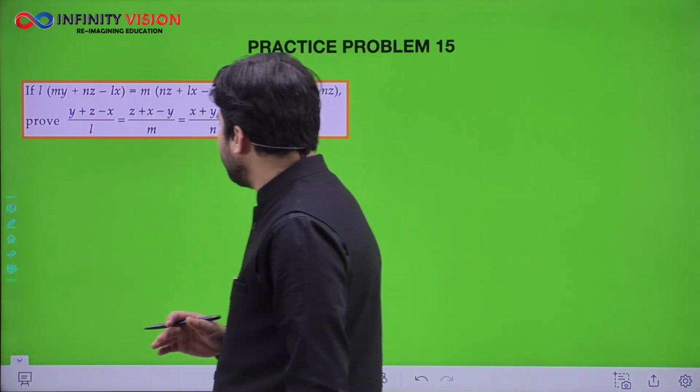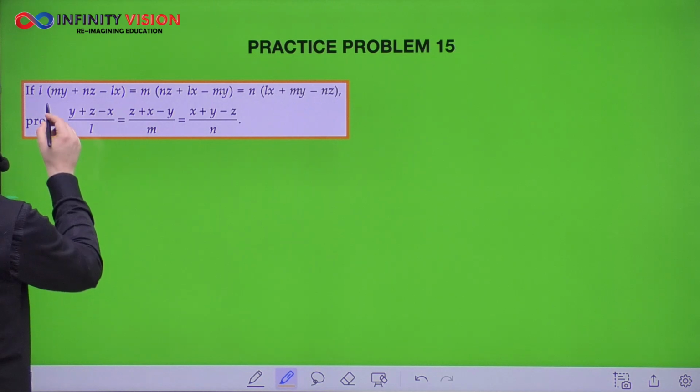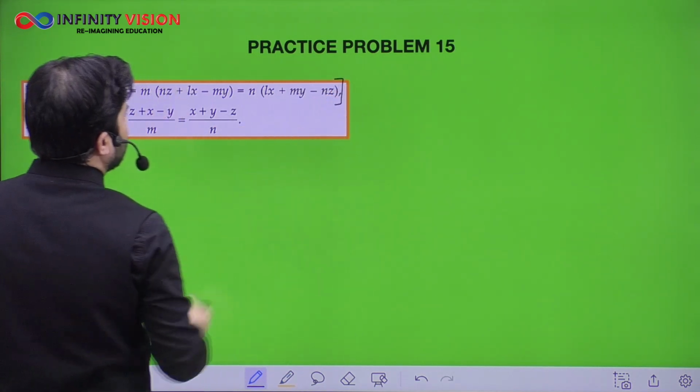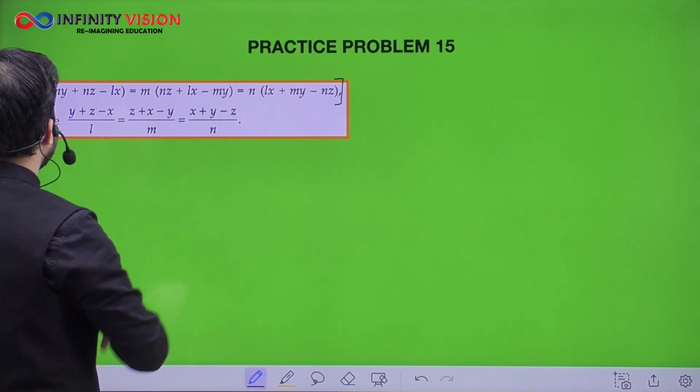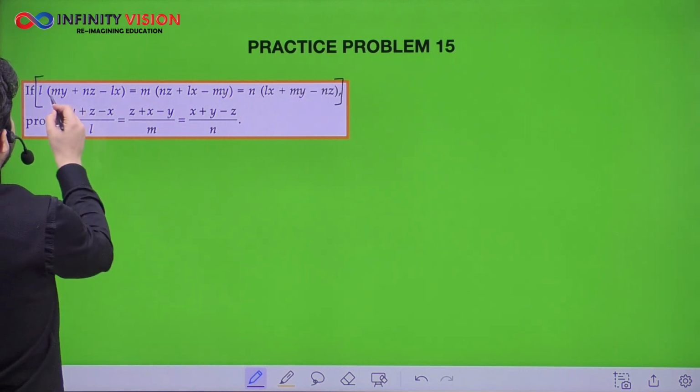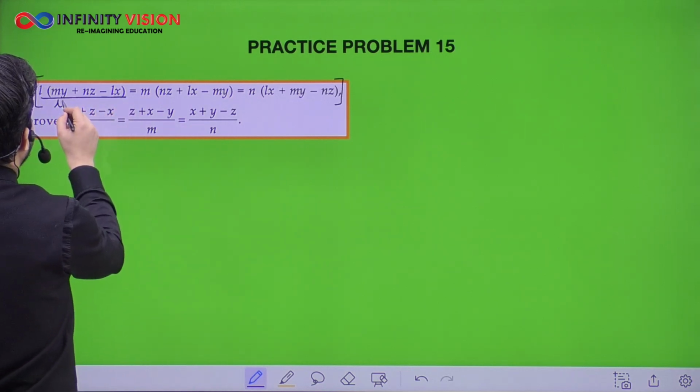Now when I see this problem, I notice that the equation I got here has no consequent. But what I see is that you have l, you have m, you have n. What happens if I divide each guy by lmn?